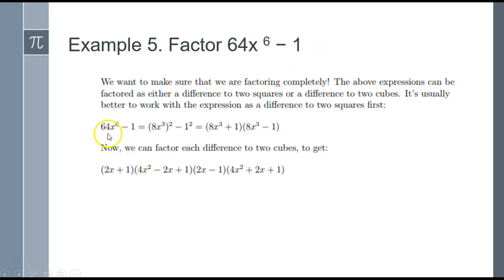So if I go back to what I learned in the first part of the lesson, difference of two squares, 64x to the 6th can be written as 8x cubed raised to the 2nd power, so it's a perfect square, and 1 can be 1 squared. So a is 8x cubed, b is 1, a plus b times a minus b. And what I see I have here is the sum of cubes times the difference of cubes. Now I apply the formula to each part here. These first two sets of parentheses come from the sum of cubes applied to 8x cubed plus 1. And the second set comes from the difference of cubes. The last two sets of parentheses are from factoring 8x cubed minus 1.